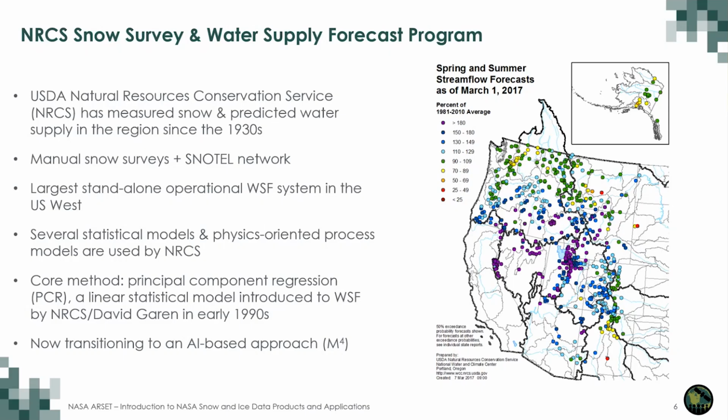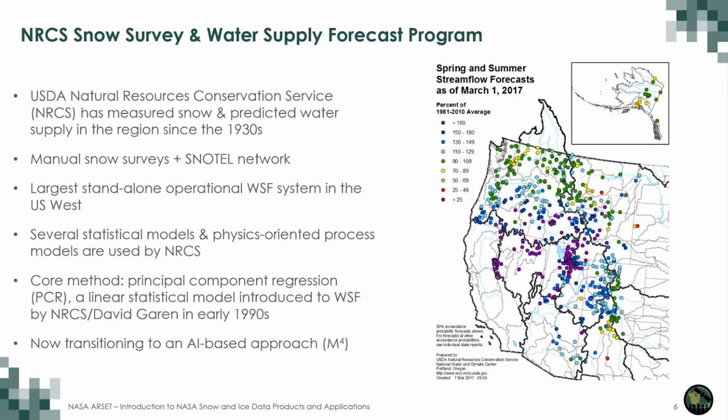That's a little bit of the broad context. We'll zoom in a little bit on the NRCS here. The Snow Survey and Water Supply Forecast Program has essentially been run by the USDA since the 1930s, and uses both manual snow surveys and that SNOTEL network we just covered in the last slide. It's the largest standalone operational WSF system in the West. It uses a few different models, but the core method is principal component regression, which is a linear statistical method introduced to water supply forecasting by David Garen in the early 1990s.